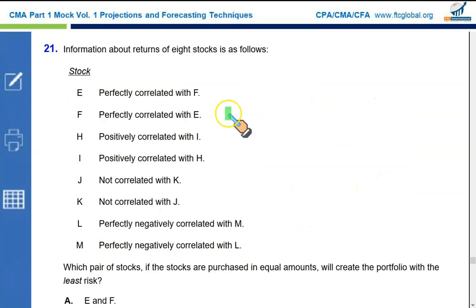C. Information about returns of stocks is as follows. E is perfectly correlated with F.